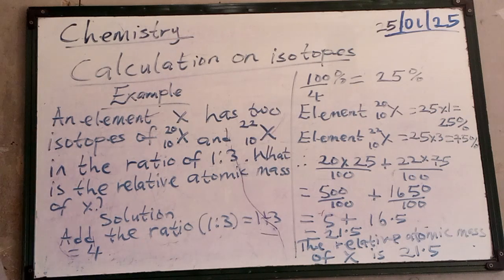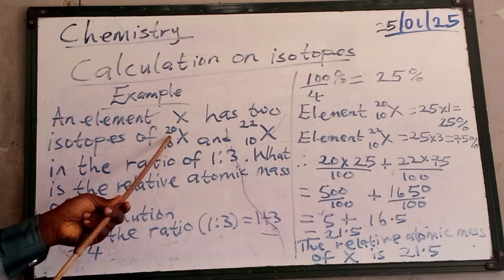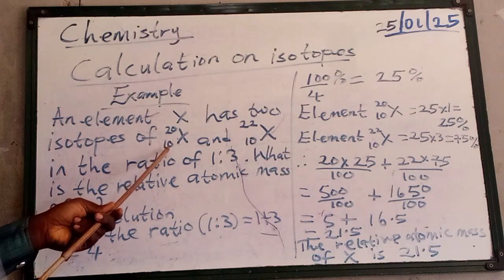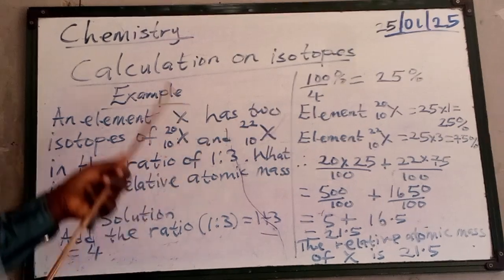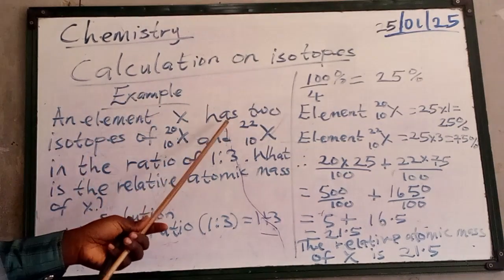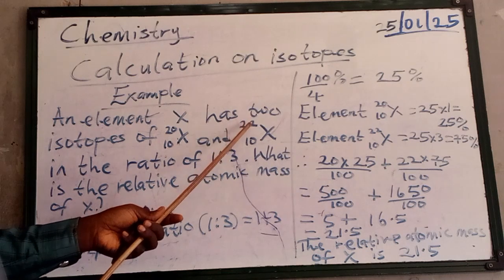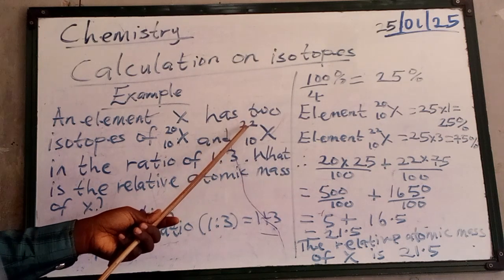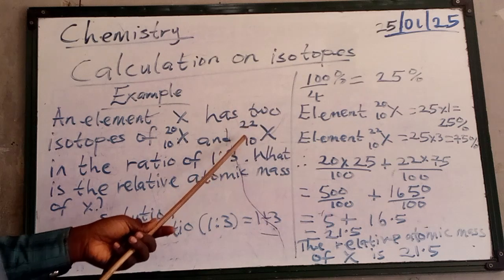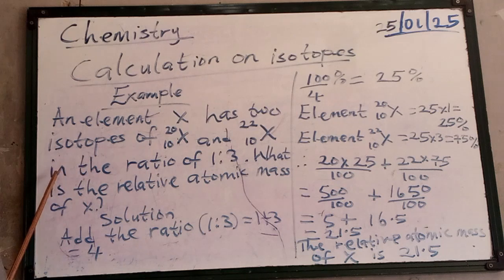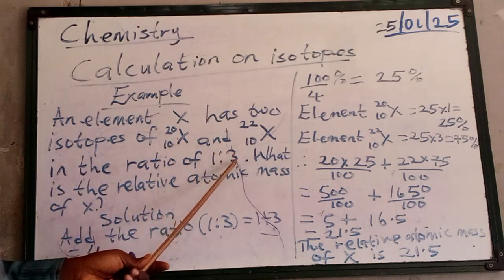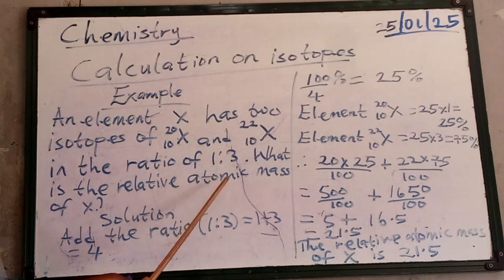An element X has two isotopes of mass 20, and the atomic number is 10. And also, this element has 22 as its mass number, okay? And here is the atomic number. So in the ratio of 1 to 3, what is the relative atomic mass of X?